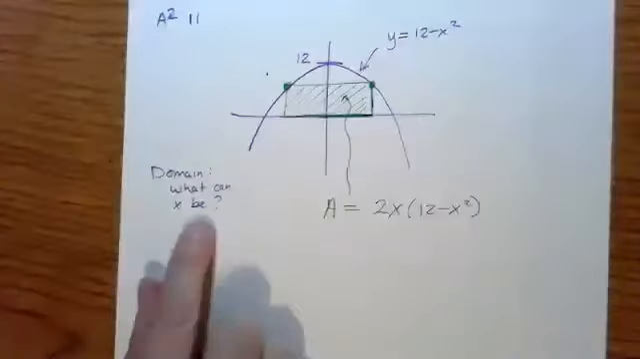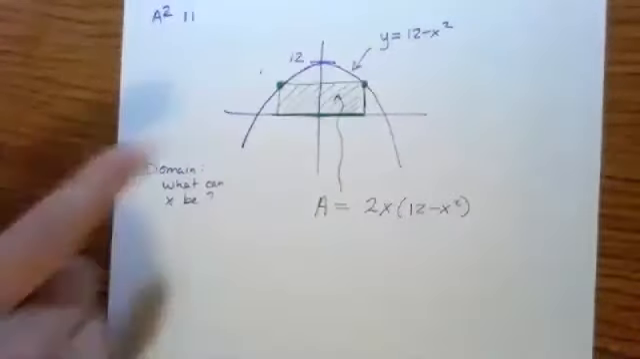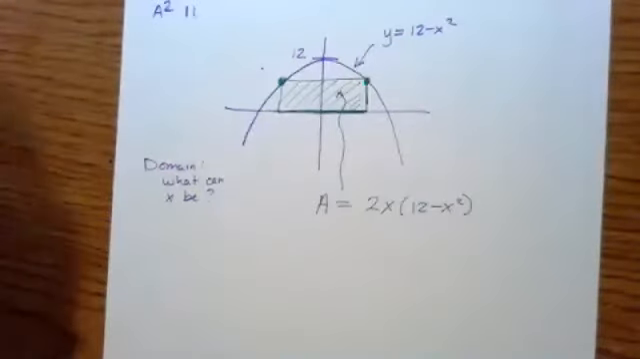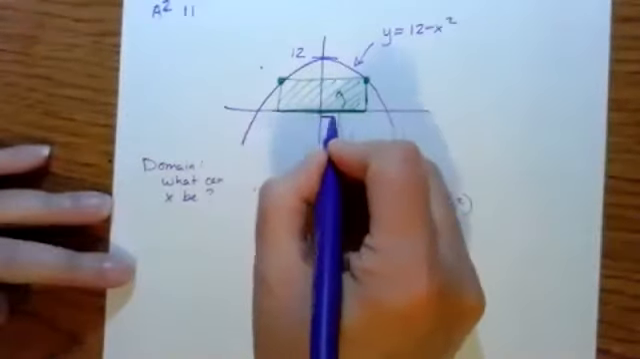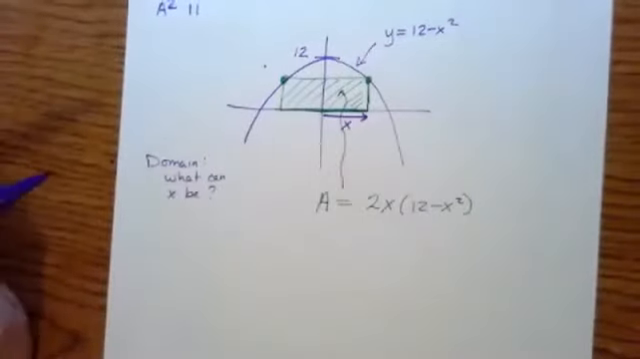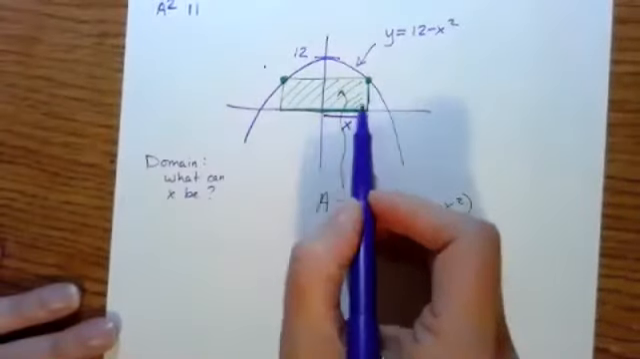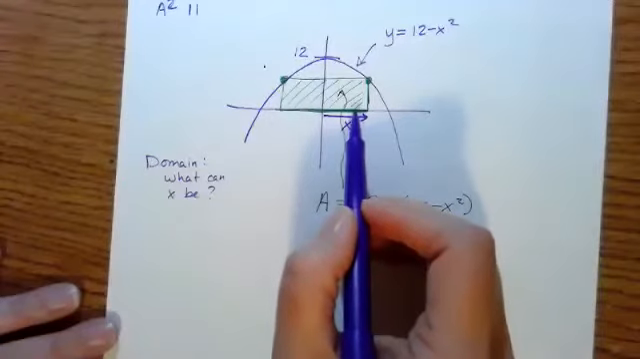Okay, so domain is the values that x can be in the function, but more importantly in the situation. X is the distance that we're going out from the origin. So it's really how far out from the origin are we allowed to go, with the requirement that the rectangle has to stay under the parabola.